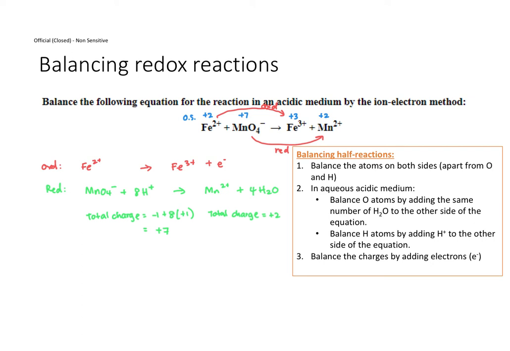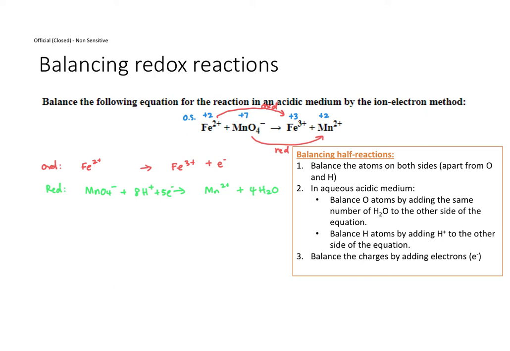So to balance out the charges, we can add 5 electrons to the left hand side. This will add a charge of -5 because of the 5 electrons and change the total charge to +2. So now we have the same total charge on both sides of the equation. Finally, we want to add the two half equations together. But before we can add them together, we must make sure that they have the same number of electrons.